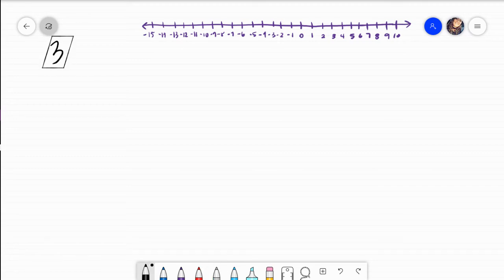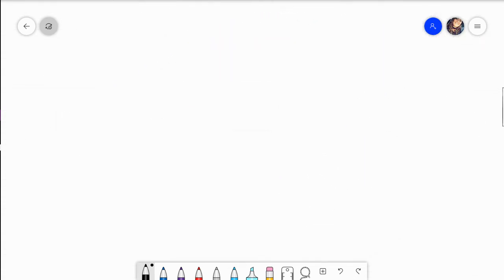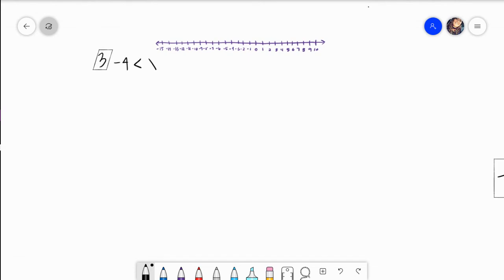Question three. We have x greater than 11. That's one we just did. Now let's do -4 less than x less than or equal to 5.